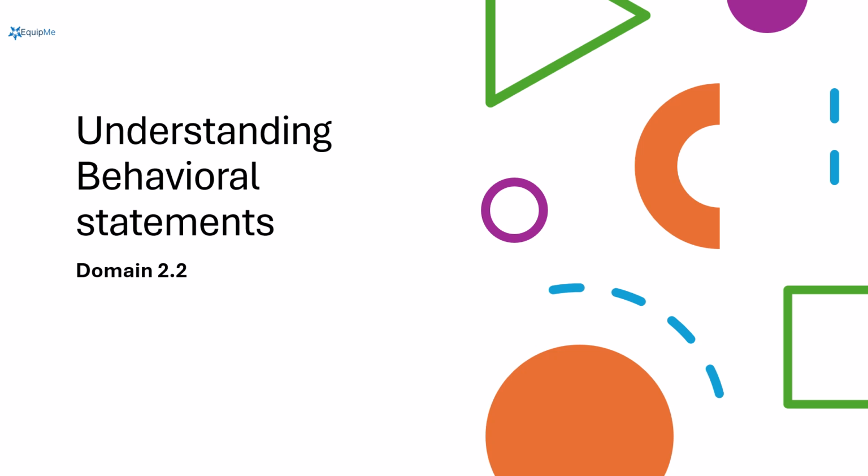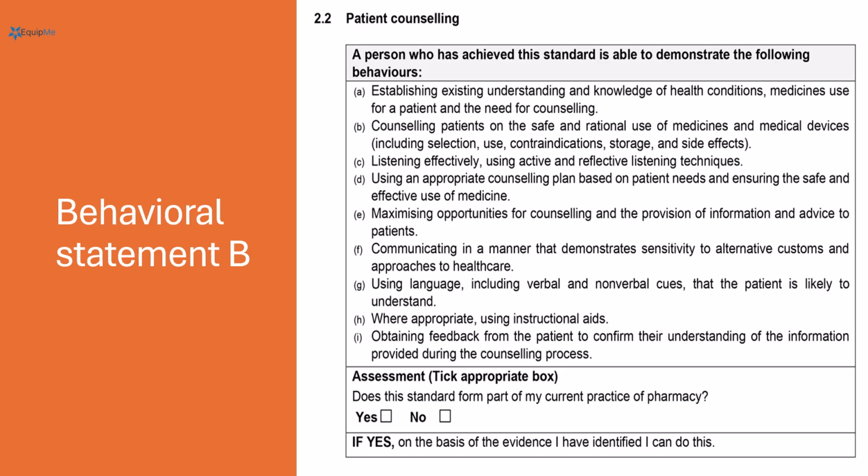In this video, I will be explaining the behavioral statements for Domain 2.2. Domain 2.2 has 9 behavioral statements, so it's important that you understand each behavioral statement so that you can be able to provide evidence for all of them. These are the behavioral statements for Domain 2.2.